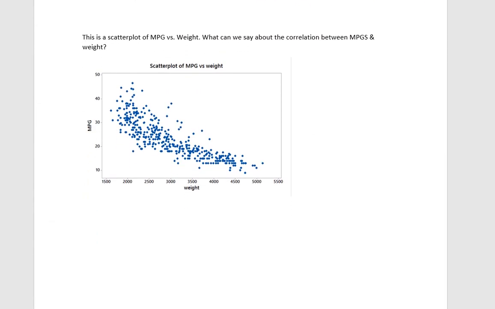All right, the very last thing I wanted to look at is this scatter plot that has the miles per gallon versus the weight of a vehicle. What we want to do is say something about the correlation between the miles per gallon and the weight. If we look at this, we would say that it is nonlinear, and it has a basic shape, so I would say somewhat strong, negative relationship.